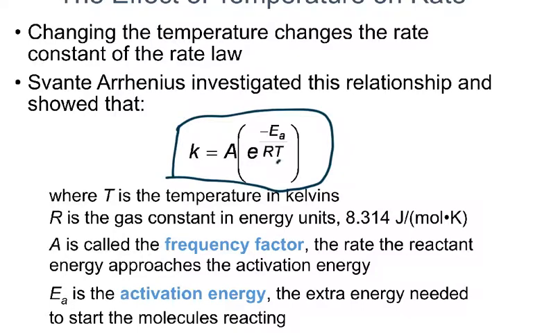T is your temperature in Kelvin. R is the gas constant in energy units, so we use 8.314 joules per mole times Kelvin. A is the frequency factor, which is the rate that the reactant energy approaches the activation energy. And then E sub A is the activation energy, which is the extra energy needed to start the molecules reacting.